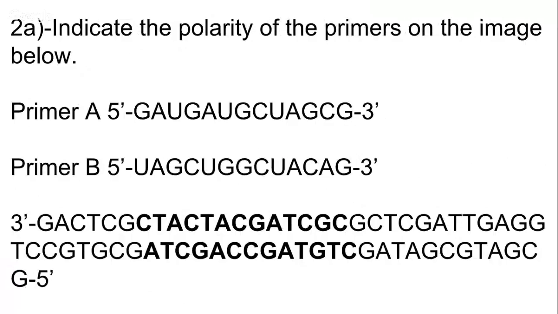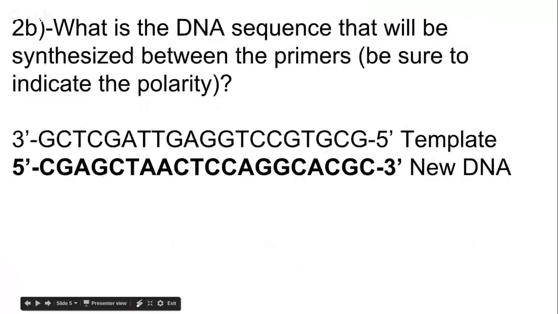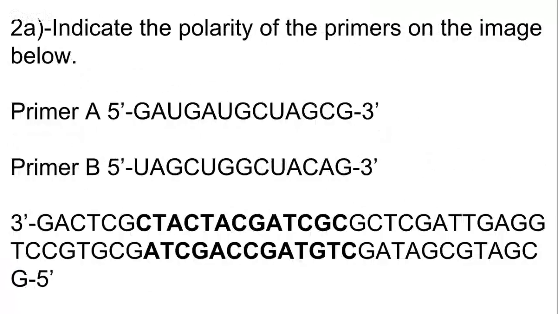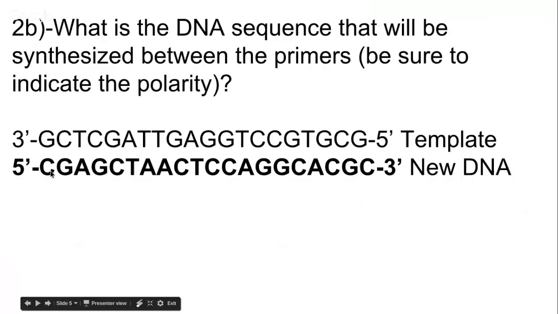Number 2, we want to indicate the polarity of the primers on the images below. And I have already put the polarity on these primers. And I just took the huge chunk that we got and found the places where they matched up, and that's where the primers went. They want to know what the DNA sequences will be synthesized between the primers, so I just copied the middle section in between the primers, and then I just found the complementary DNA, which would be the new DNA made off of that template in between the 2 primers.